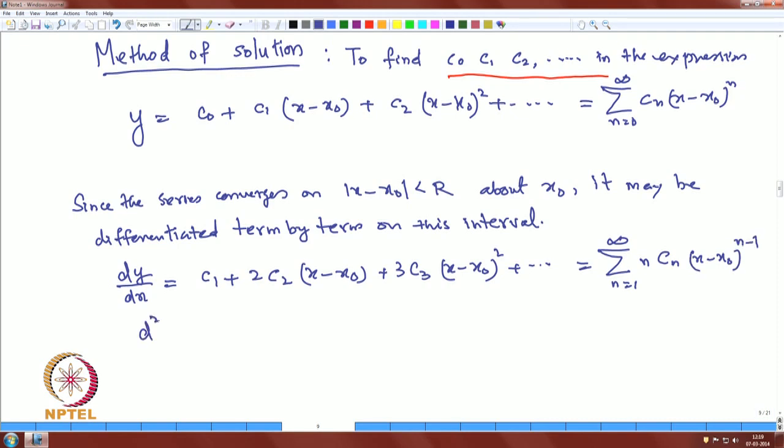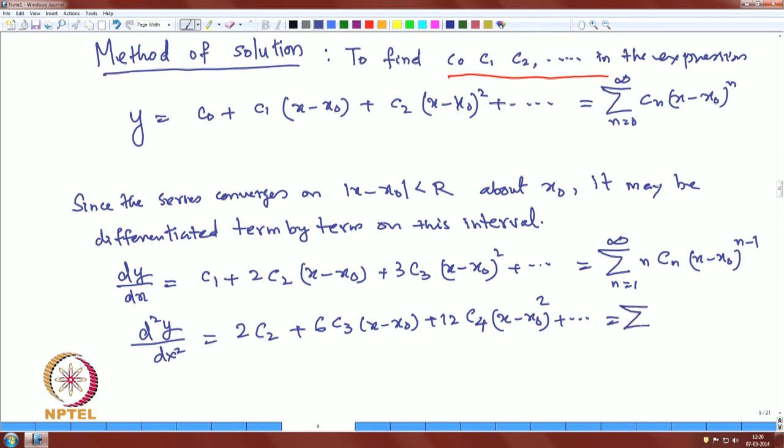And similarly, the second derivative d square y by dx square, the derivative of the above series, which is 2 c 2 plus 6 c 3 into x minus x 0 plus 12 c 4 into x minus x 0 square plus etcetera, which is written as summation n is equal to 2 to infinity n into n minus 1 into c n x minus x 0 to the power n minus 2.